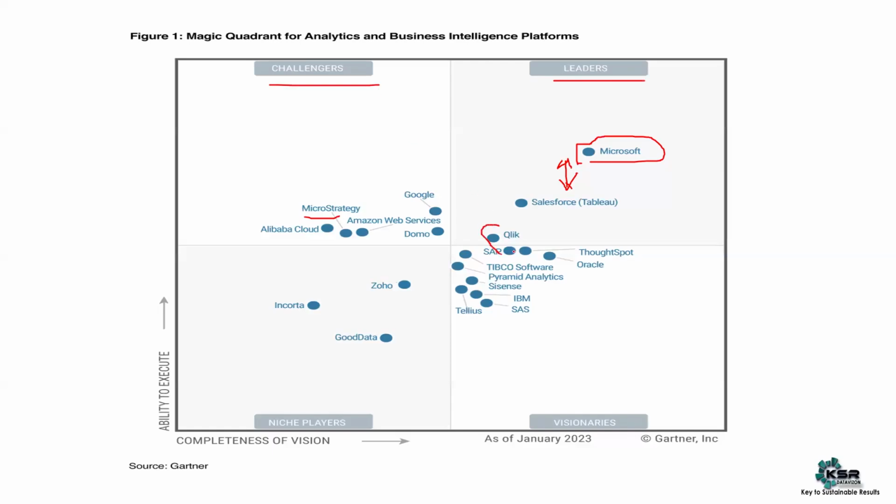Okay, QlikView has come down very drastically. Somewhere, it's 2023. If you see 2025, somewhere around next year, QlikView will also be part of the Challenger quadrant. It will come down from leaders. Somewhere Tableau and Microsoft will only be part of the leaders quadrant, and even Tableau will be somewhere down here. Power BI will remain the same.